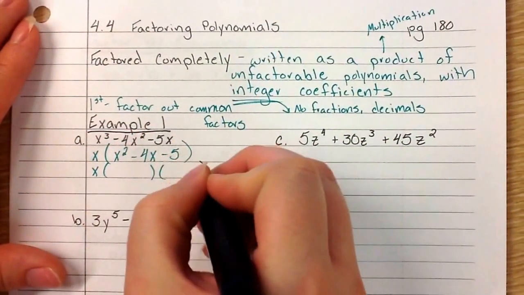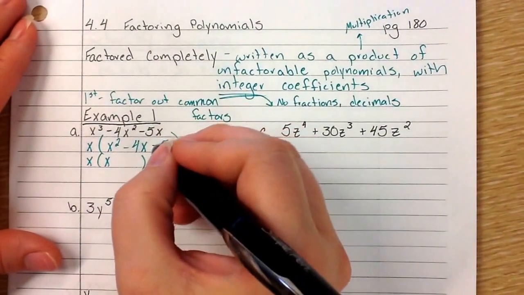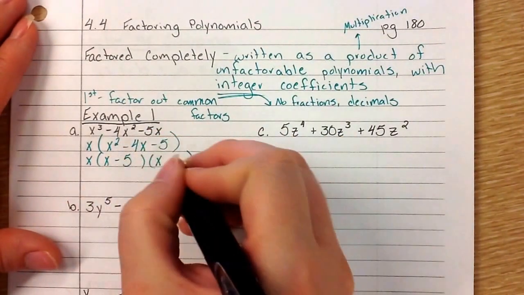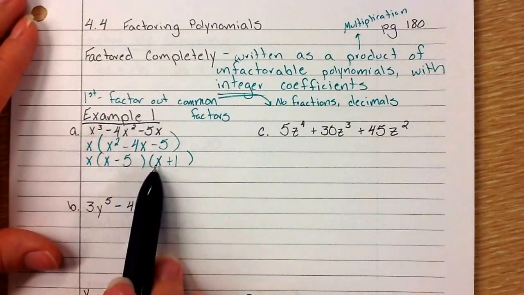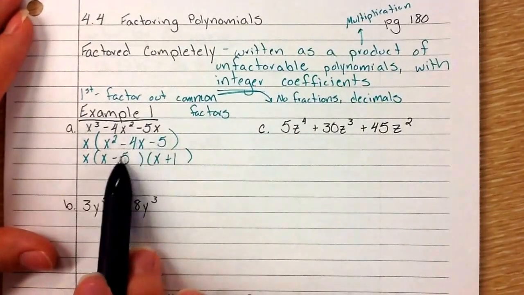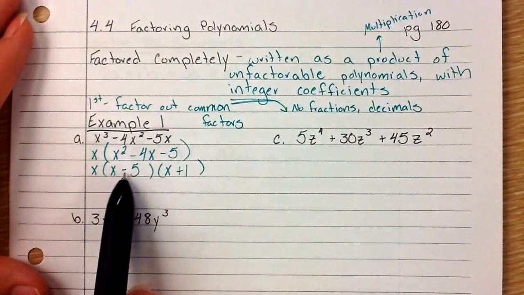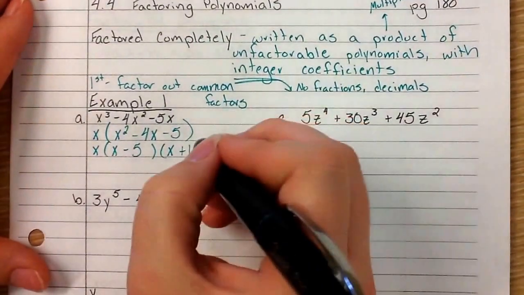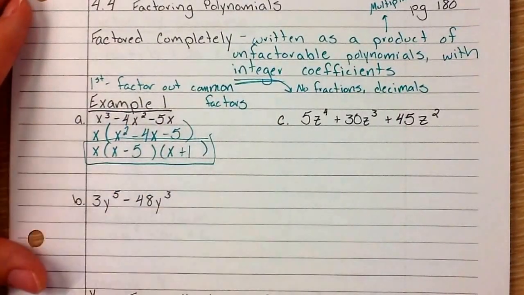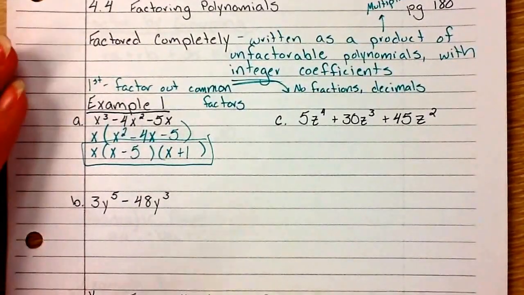For this one, I think we're going to guess and check x and x. I want to multiply to get negative 5. I want to add to get negative 4. Negative 5 and 1, negative 5 plus 1. Let's double check. X squared plus x minus 5x gets me the negative 4x, minus 5. Okay, so now I want to double check. Can I factor any further? So I've got x, x minus 5, x plus 1. Nope, I think that's it. There's nothing in common in any of these. So there it's factored completely. So always, first and foremost, factor out those common factors.